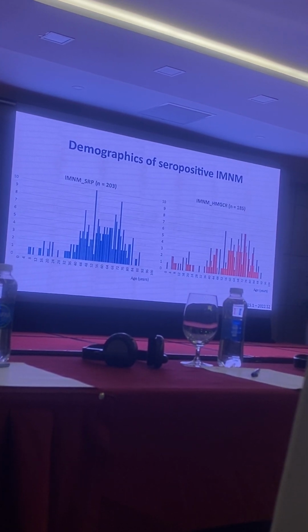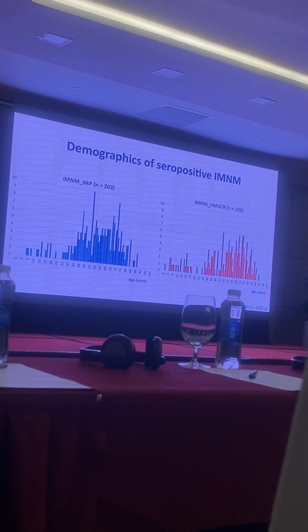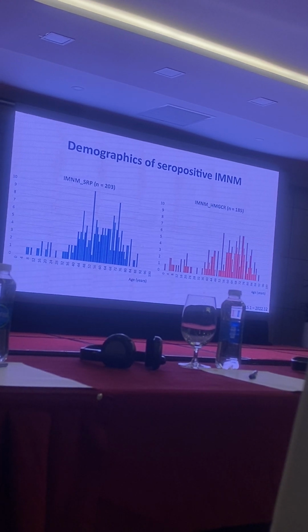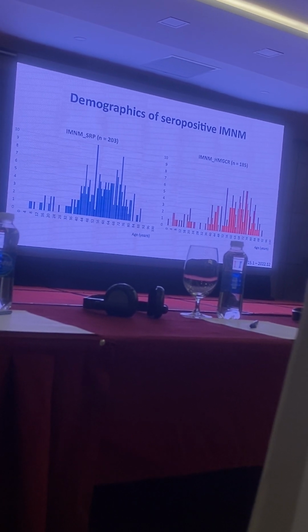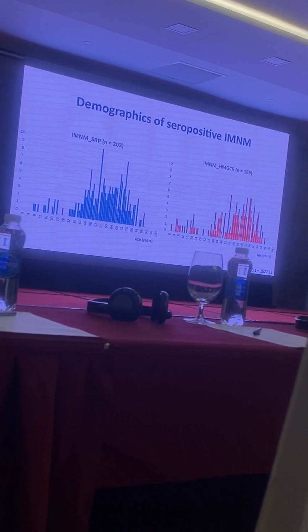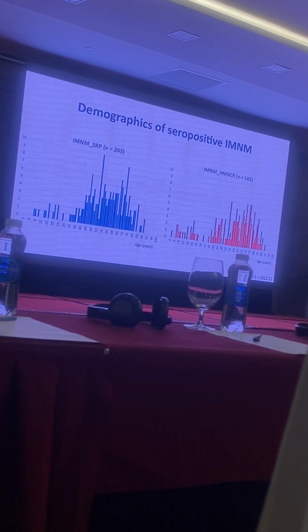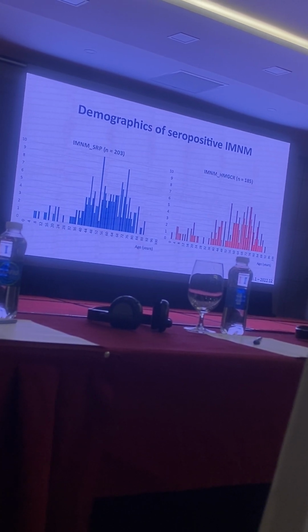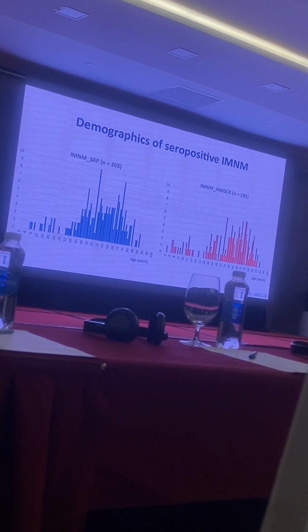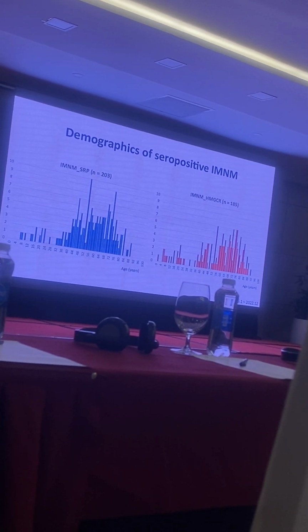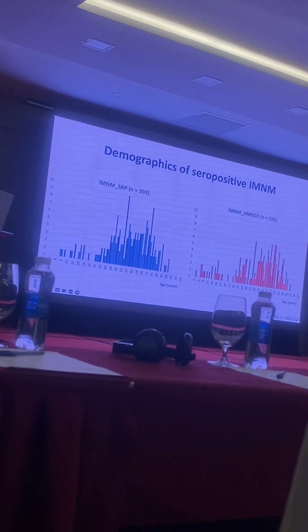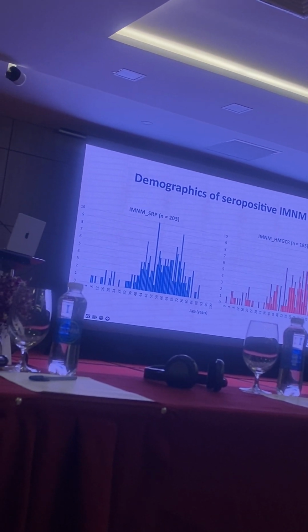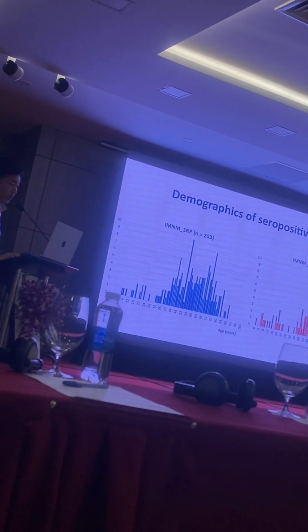And this is our own data. The figure on the left shows the demographics of the anti-SRP antibody positive immune-mediated necrotizing myopathy patients, while the graph on the right shows those with anti-HMGCR antibodies. You can clearly see there is a big peak in the adult range like this. So most of the cases are adults. That's a very important point.